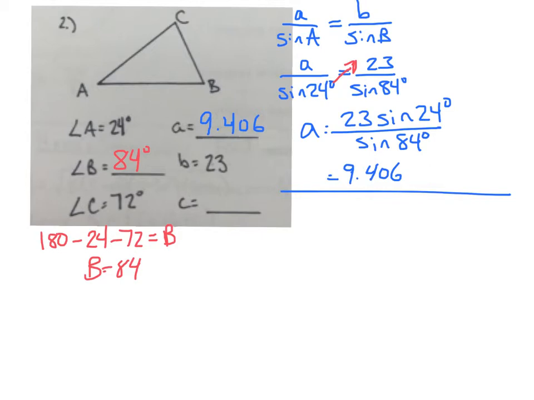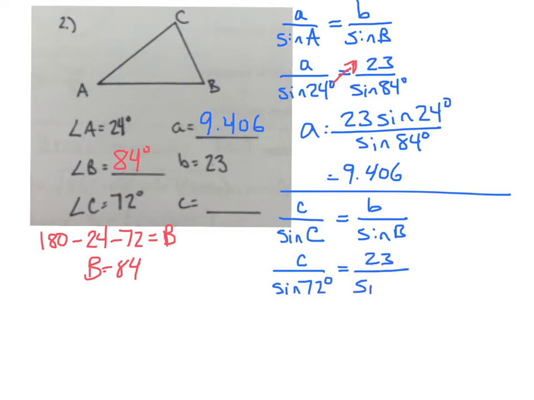What we need to do is use law of sines again. This time use it with side C over the sine of C is equal to B over the sine of B. Once again, plug in everything that you know. I don't know what side C is, but I know that angle C is 72 degrees. Side B is 23, and the angle for B is 84 degrees. Once again, just multiply by the denominator to get C alone. And C is going to be 23 sine of 72 degrees over the sine of 84 degrees.